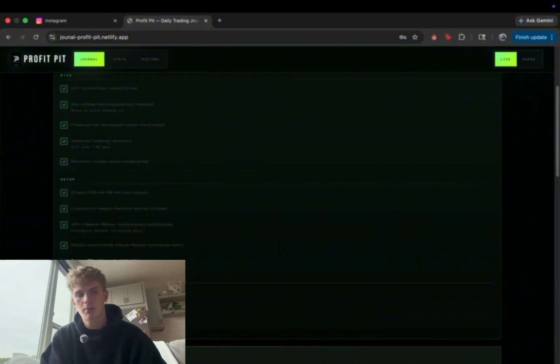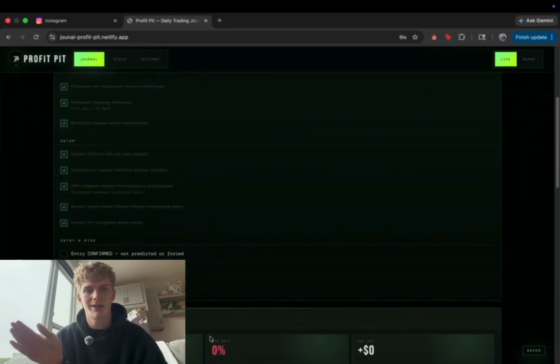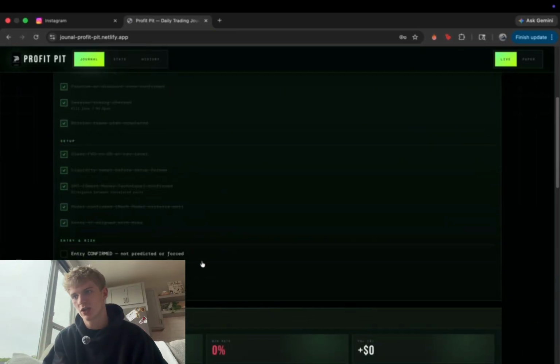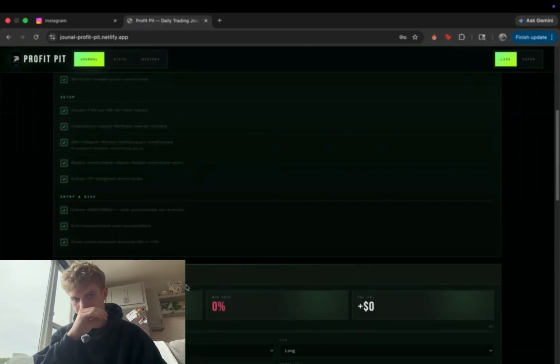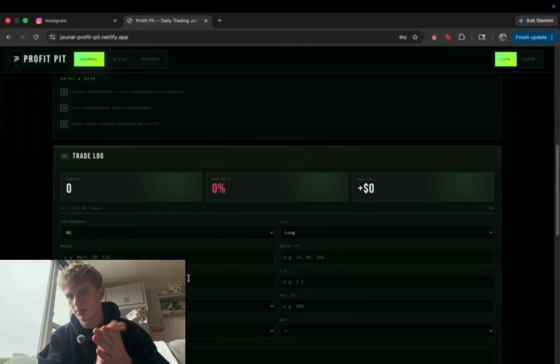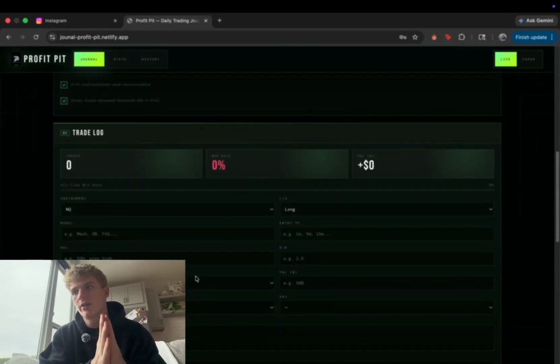And then these last three are probably the most important. If you don't have any of these last three, then you should not be taking the trade. Your entry is confirmed, not predicted or forced. Your RR is calculated and acceptable, and your stop loss is placed at the right point. That's whatever you want it to be. It says order block or fair value gap, but it is whatever you need it to be. And here is the important part, the actual trade log.